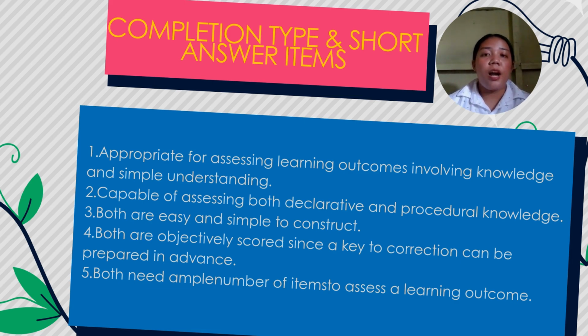And number four, both are objectively scored since a key to correction can be prepared in advance. Scoring is fair and consistent because there is only one correct answer for each question. Teachers can prepare an answer key ahead of time to make checking faster and more accurate.